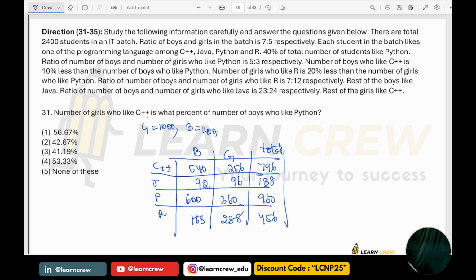The number of girls who like C++ is 256. 256 is what percentage of boys who like Python? So 256 is what percentage of 600 is the question. So it is more than 42. So the answer is how much? Option 2 is the answer.